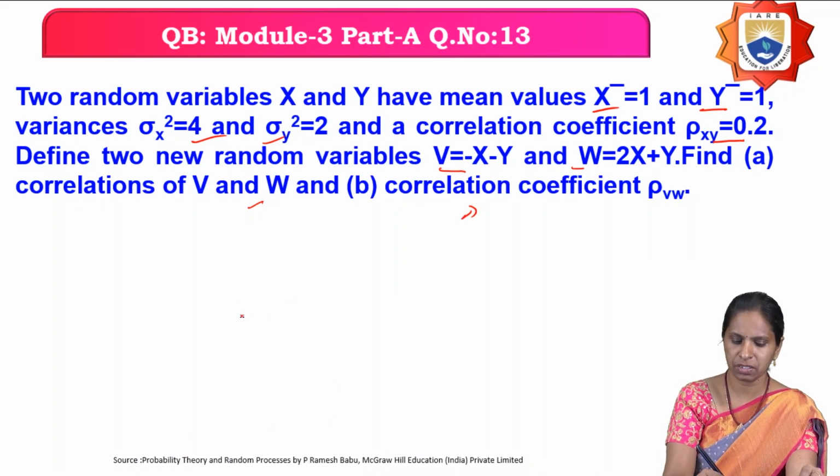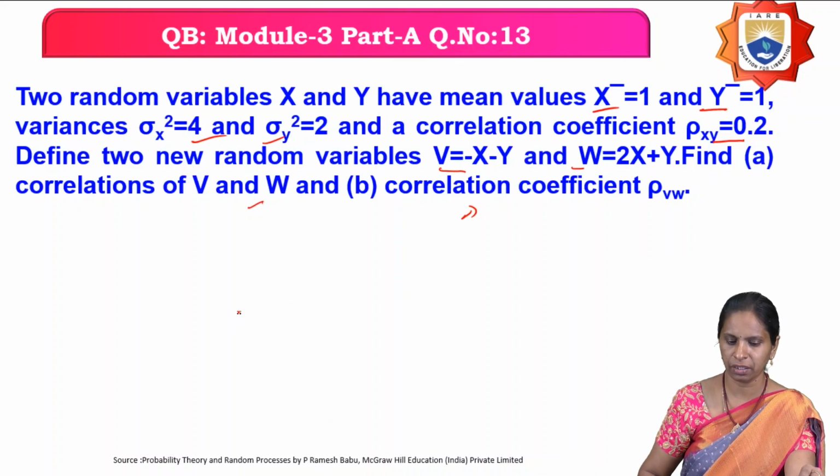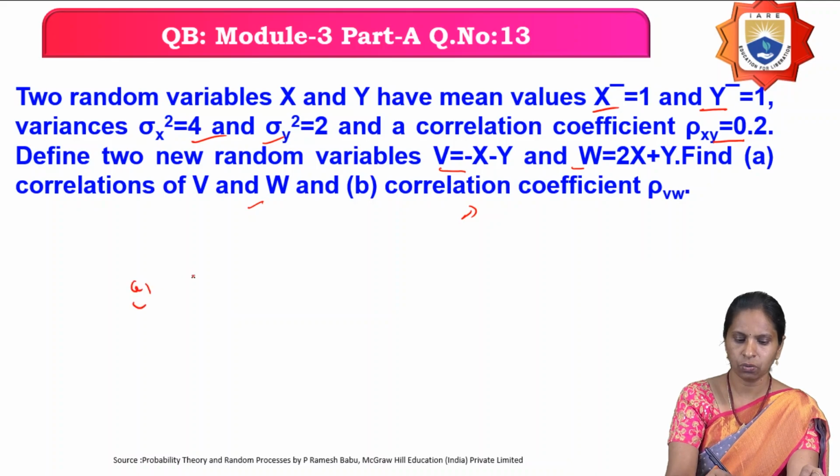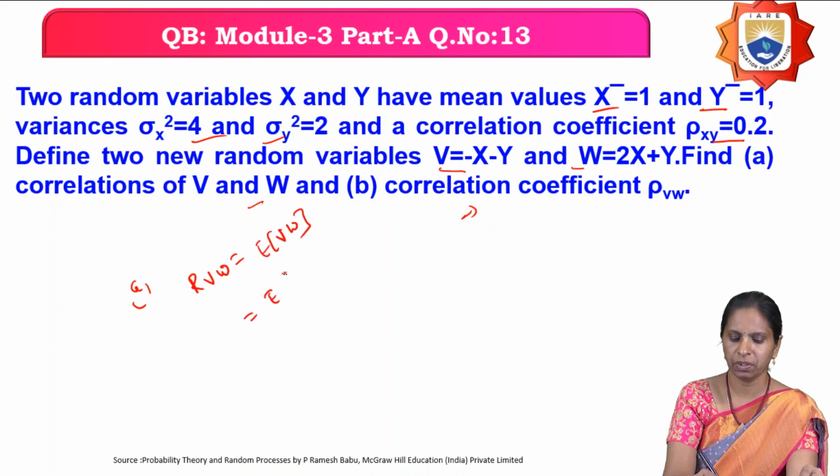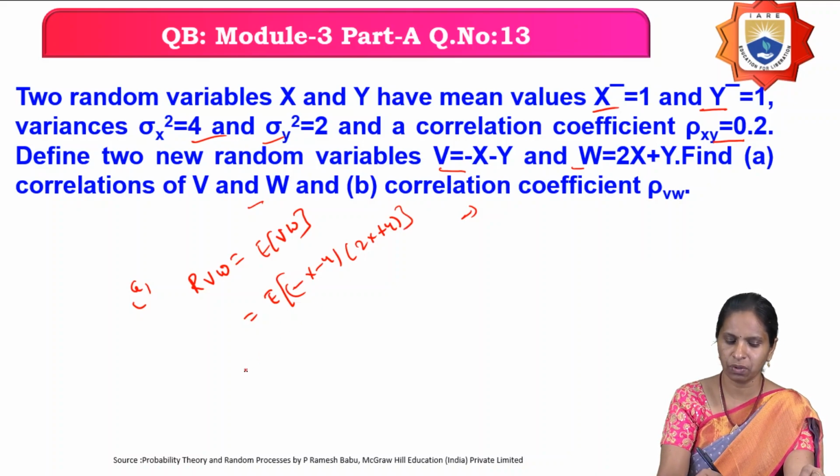So what is the first problem you have to calculate? Correlation of v and w, nothing but R_VW. What is R_VW? Nothing but the expectation of v into w. What is the v value? It is (minus x minus y) into (2x plus y). So from this you simplify, you get the correlation between v and w.